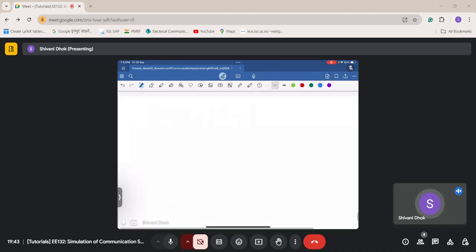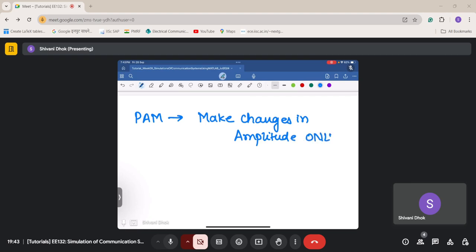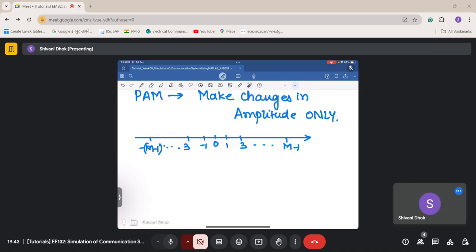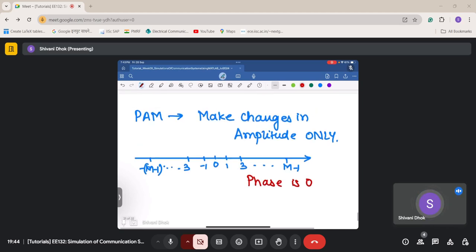Okay, so the basic difference between PAM and PSK. For pulse amplitude modulation, what you do is you make changes in amplitude only. So it's like you are here and then you make changes something like this. Now when I'm moving on a single line, there is no concept of phase. So when I'm having pulse amplitude modulation, I'm varying only the magnitude part, and in this case my phase is zero or constant. So I'm just making changes along the amplitude.